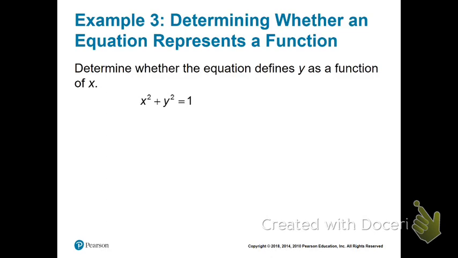So knowing that, look at example 3. Does this equation define y as a function of x? Well, I look at that y value. It's not in absolute value bars, but it does have an exponent that is even. Therefore, this is not a function. If that had been an odd exponent, it would be a function.